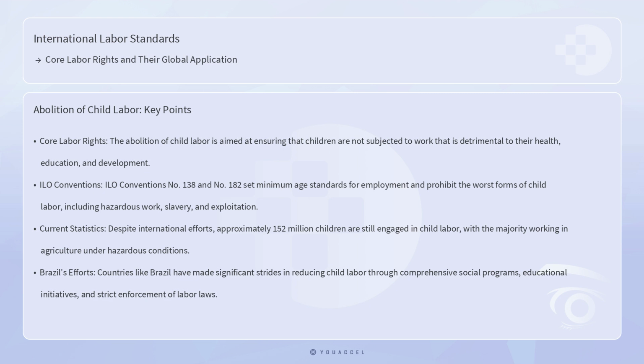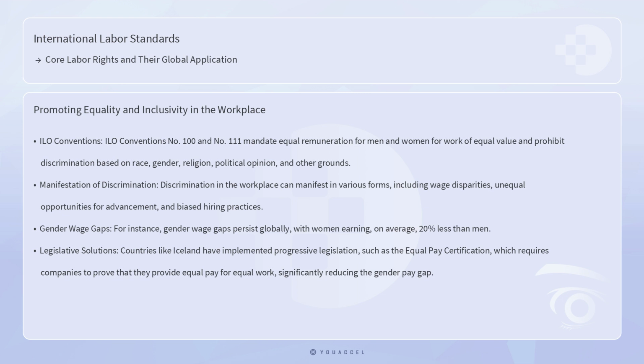curbing child labor. The elimination of discrimination in respect of employment and occupation is essential for promoting equality and inclusivity in the workplace. ILO Conventions No. 100 and No. 111 mandate equal remuneration for men and women for work of equal value and prohibit discrimination based on race, gender, religion, political opinion, and other grounds.